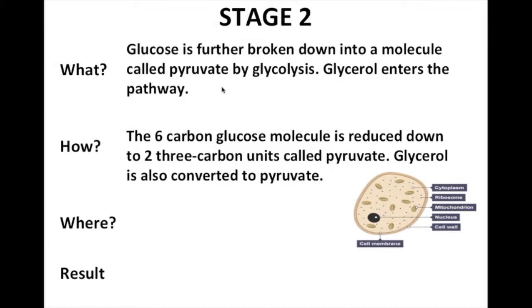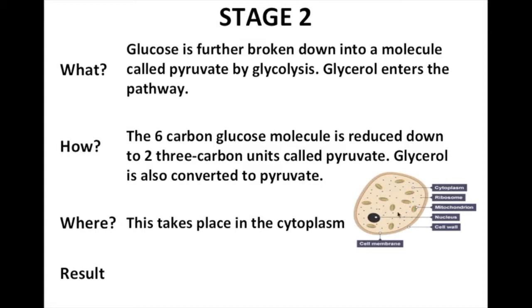So they're sort of running on a parallel track now. The 6-carbon glucose molecule is reduced down to 2 3-carbon units called pyruvate. If you think back to the equation of life that we looked at the start, the equation said C6. The 6 refers to how many units there are of something. We've got 6 carbons in our glucose molecule, so essentially we're going to divide that in half, and what we end up with is pyruvate. And then the glycerol that comes from our fat is also converted to pyruvate.